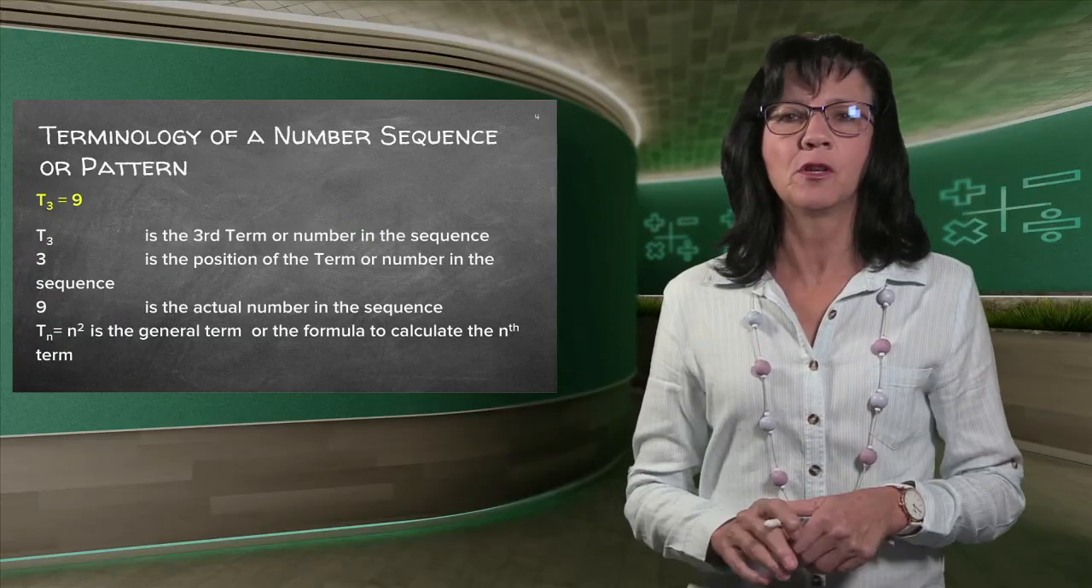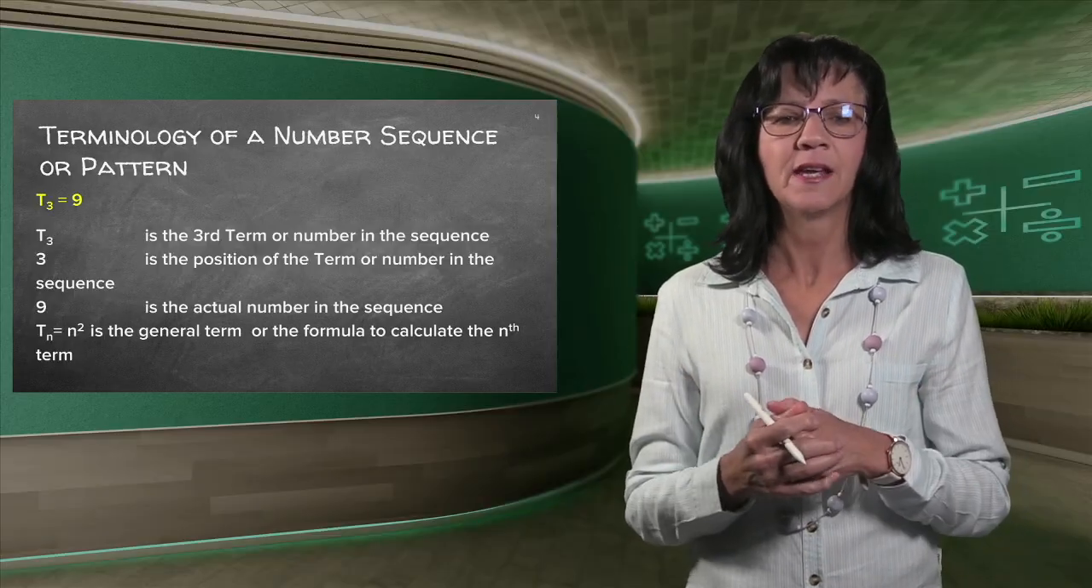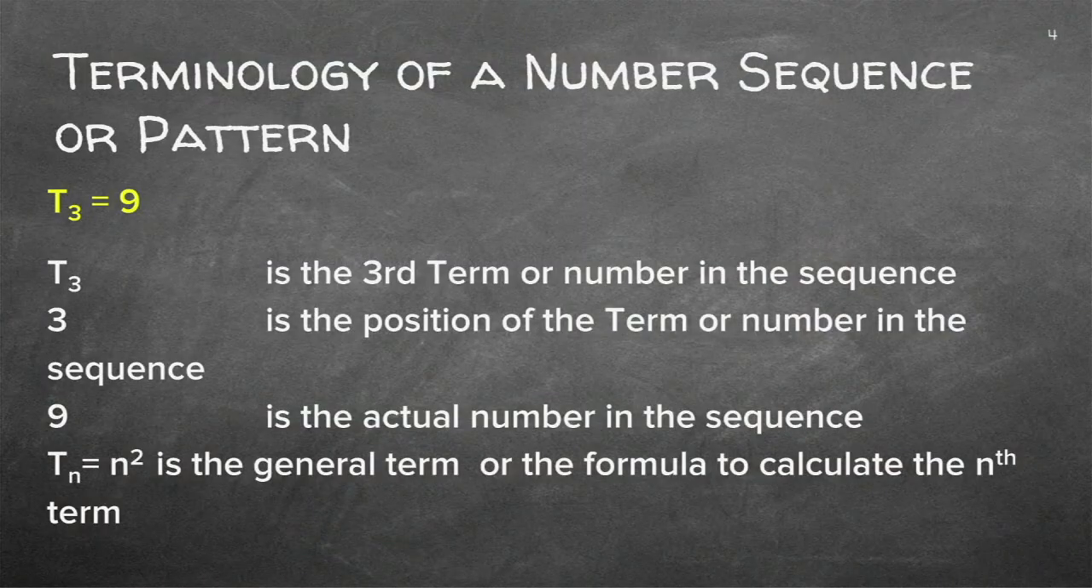But let's look at the terminology, because one of the downfalls in maths is if you do not know the terminology well. It's really important that you understand which thing stands for the term. The T stands for the term itself. That is the value. The little footnote describes which term I am talking about. So if I say T3, I mean term 3. That 3 tells you the position.